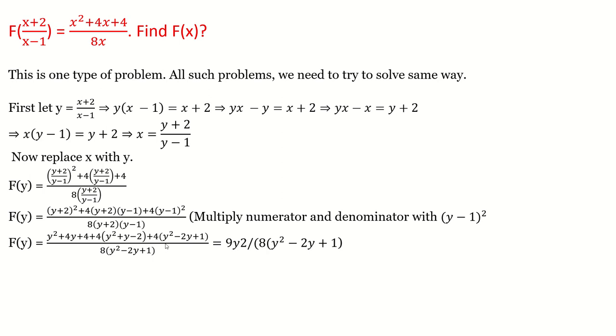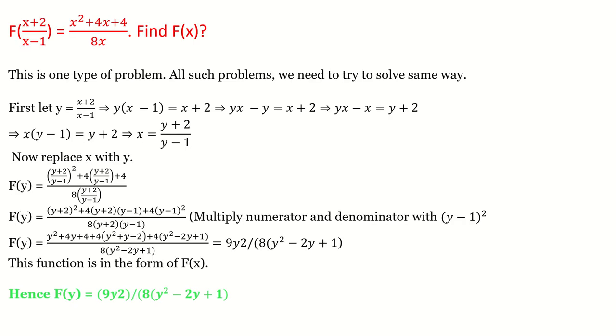In terms of y, you just replace y with x. So the answer is f of y equal to 9y square by 8 into y square minus 2y plus 1. That's the answer. So for any of such problems, you should first take a variable y or p or something and replace, then calculate for the replacement, and then you will get f of y and then you just replace y with x. That's it.